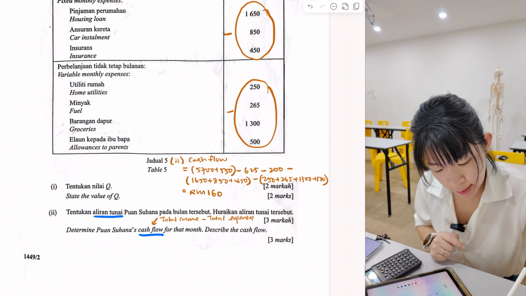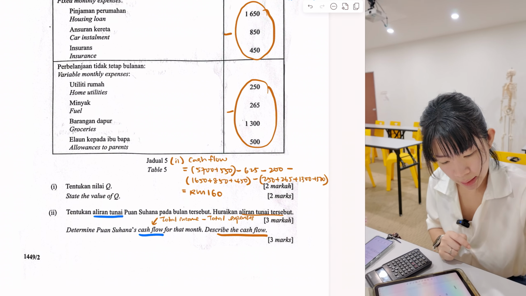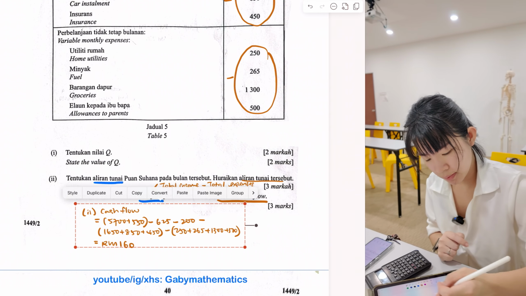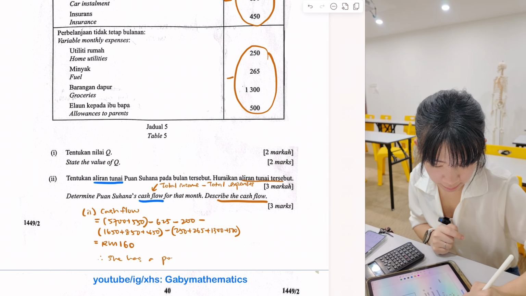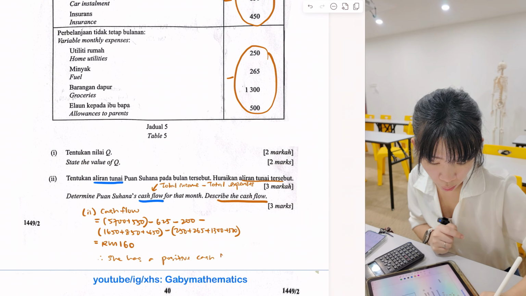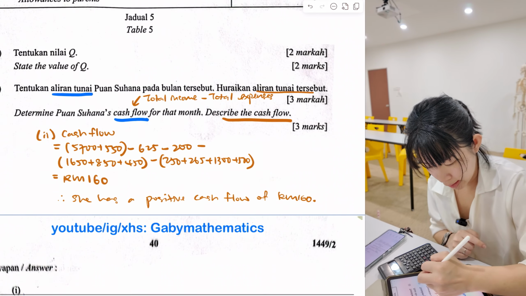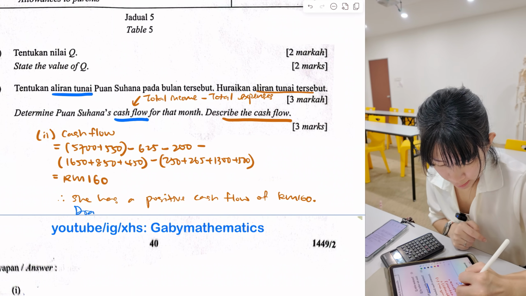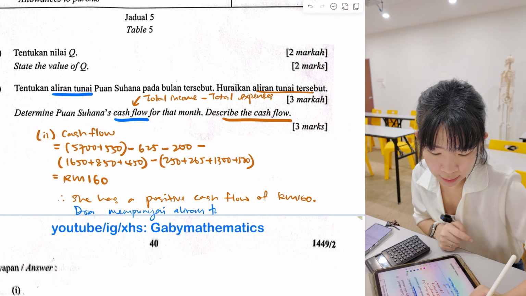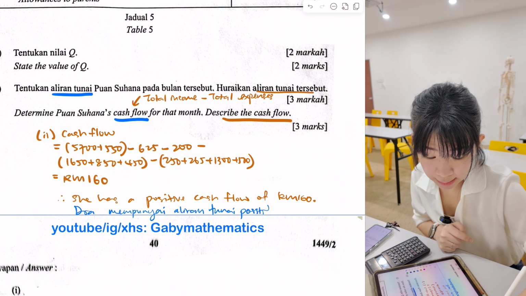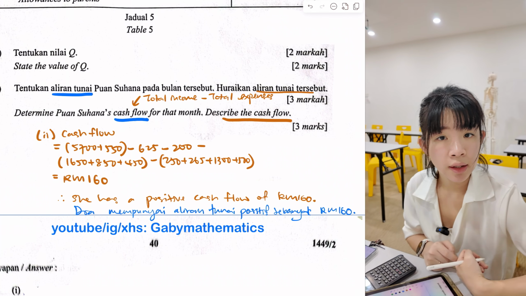Here they ask us to describe the cash flow. Huraikan aliran tunai. The answer, you can simply write: she has a positive cash flow of RM 160. For BM: dia mempunyai aliran tunai positif sebanyak RM 160.